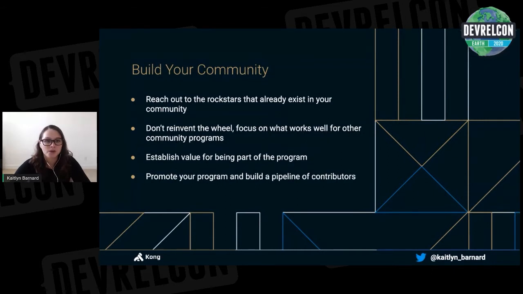All right. So now that we've got our goals, how do we start building our ambassador program? There's four initial things that I like to do. So the first is reaching out to those people in your contributor pipeline. Not only are these your potential ambassadors, but you can also get in touch with them and find out what they would want out of an ambassador program and build around that.